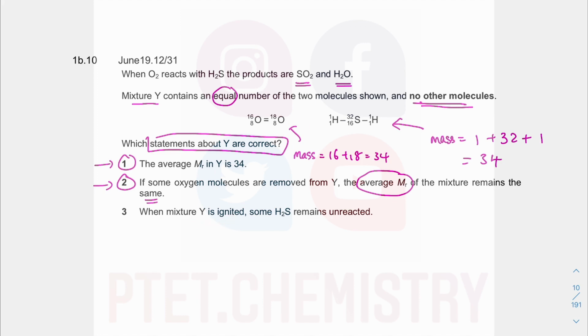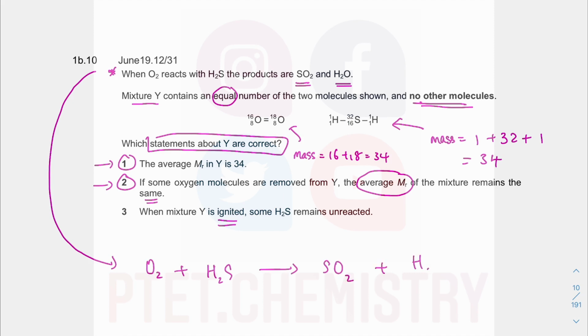When you ignite, that means you put fire to it, some of the H2S remains unreacted. Well, let's see. This is probably based on this equation. You probably have to write a balanced equation. Oxygen plus H2S will give you SO2 plus H2O. So let's try and balance that.